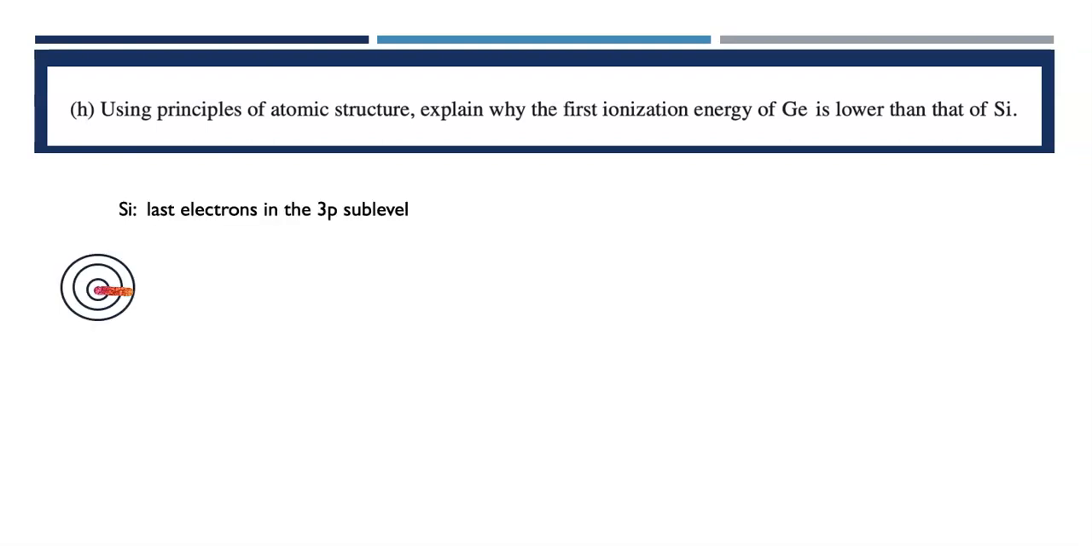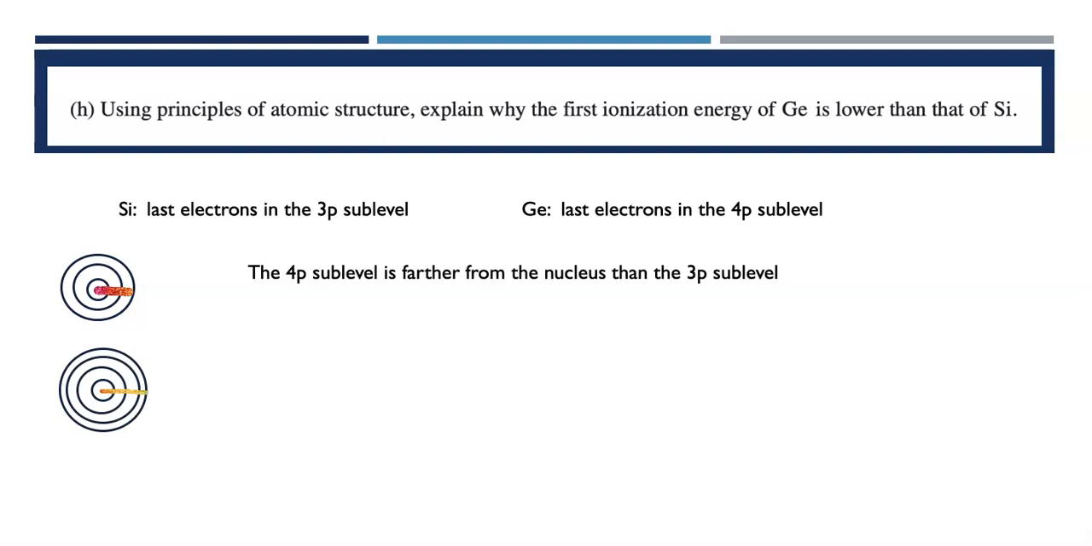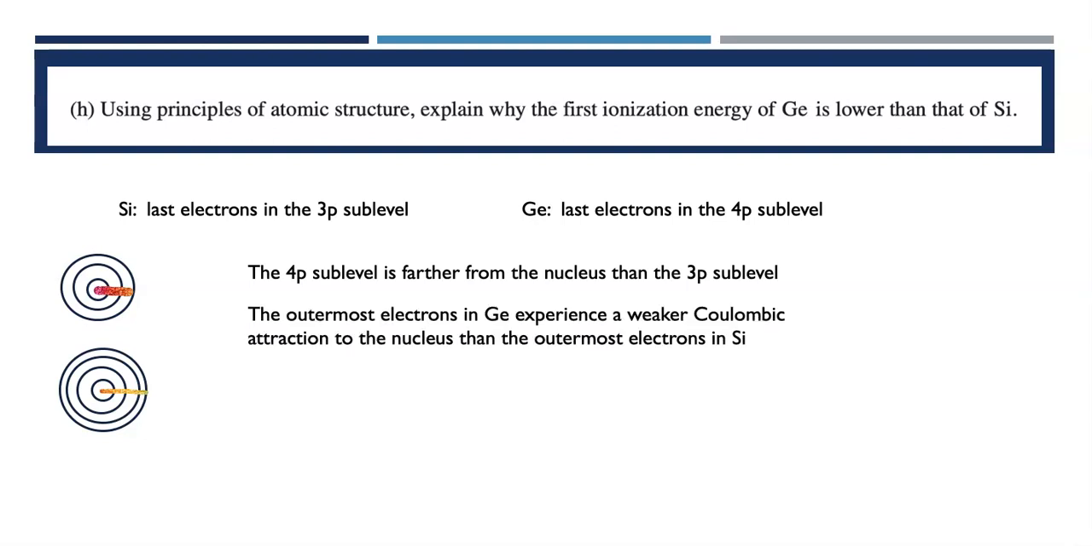So for silicon, if we look at the electron configuration, the outermost electrons are in the 3p sublevel. So here's a shell model visual for that. For germanium, the valence electrons are in the 4p sublevel. And the 4p sublevel is farther from the nucleus than the 3p sublevel. And therefore, the outermost electrons in germanium are farther away from the nucleus than in silicon, and they experience a weaker Coulombic attraction to the nucleus than the outermost electrons in silicon, which were in the 3p sublevel.